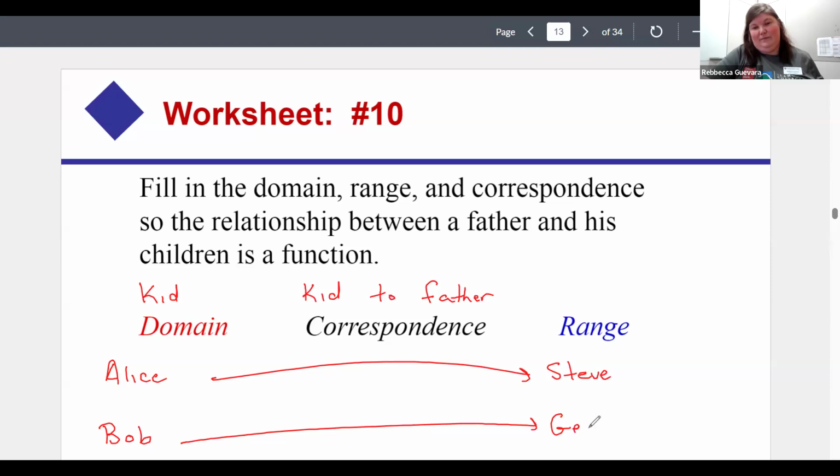So like I said, if you're trying to figure out how this relationship would work so we can make it into a function, well, then the domain would have to be kids and the range is the fathers. The correspondence is from kids to a father. Like I said, to a biological father. If we do it this way, now we have a function.